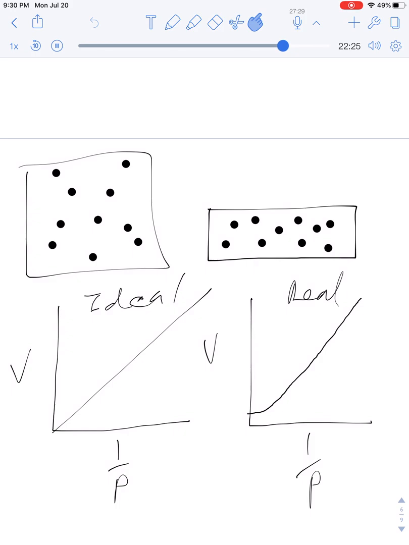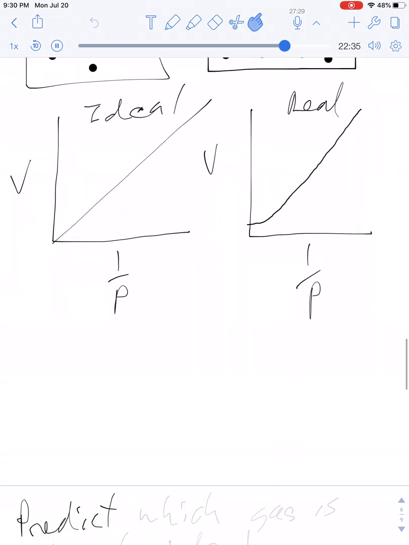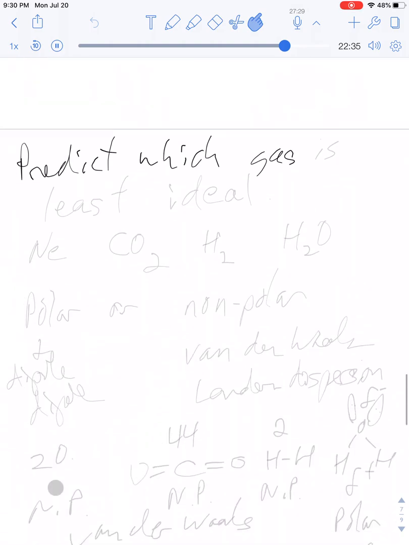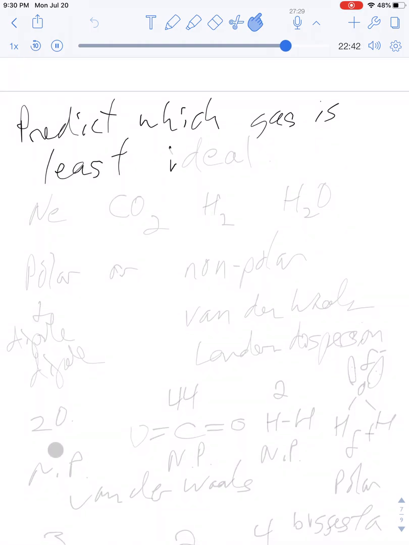So when it comes to the AP test, they're not going to ask you to use the real gas equation, but they're going to ask you questions like this. Predict which gas is least ideal. Okay, so first let's tackle the V minus nb portion. So suppose they gave us these gases. Let's keep it simple to begin with. Well, actually, no, we need to look at the attractive force first, sorry. So let's look at these gases.